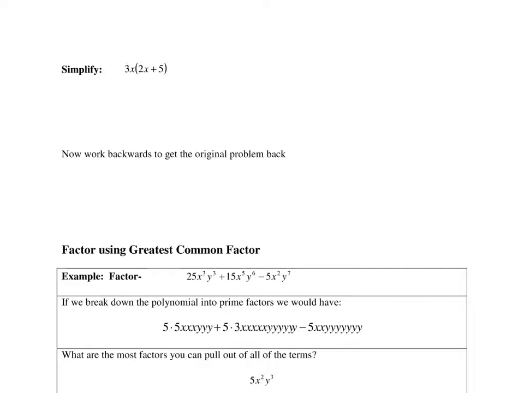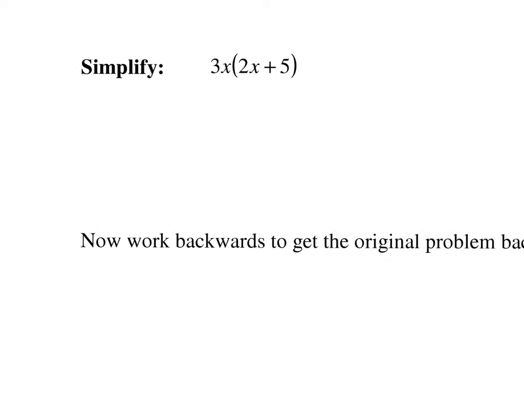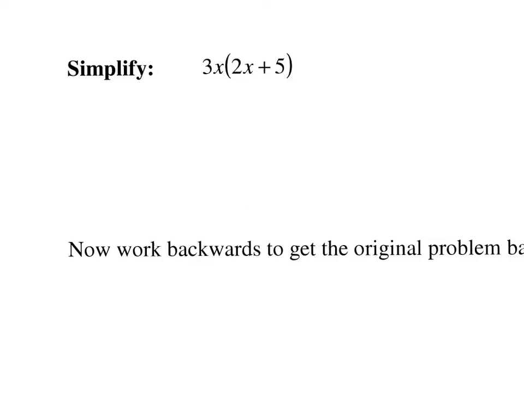All right, we're going to do a little bit of background here. We're going to go back to distributive property and simplifying just to review, so that when we get ready to factor, we can understand what we're doing. To simplify an expression like this, inside the parentheses here, these are not like terms. So to simplify, we would distribute the 3x to both of these terms. So that's what we're going to do. 3x times 2x is 6x squared. 3x times 5 is 15x.